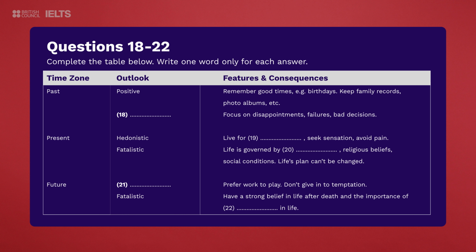People living in the past negative time zone are also absorbed by earlier times, but they focus on all the bad things, regrets, failures, poor decisions. They spend a lot of time thinking about how life could have been.